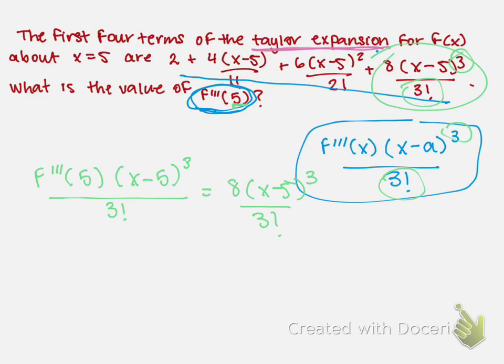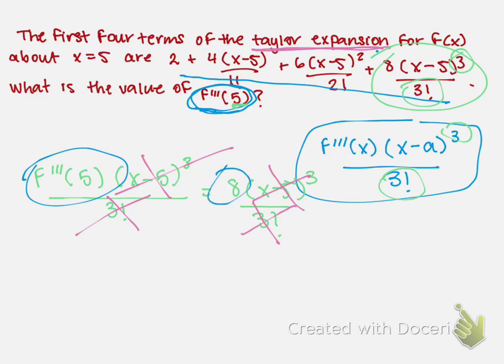So now that we set them equal to each other, we could simply cross out things that are really similar. Right here we have (x minus 5) cubed on both sides. We could cross those out. And we also have 3 factorial on the bottom, so we could cross that out. This problem is fairly simple. What we are left with is f triple prime of 5 is equal to 8. So that's our answer.